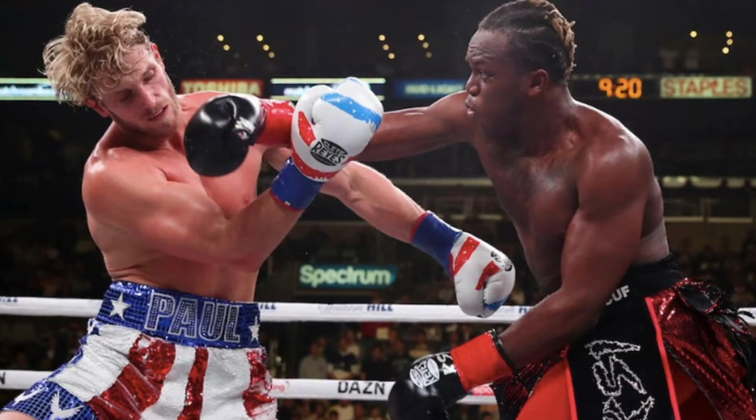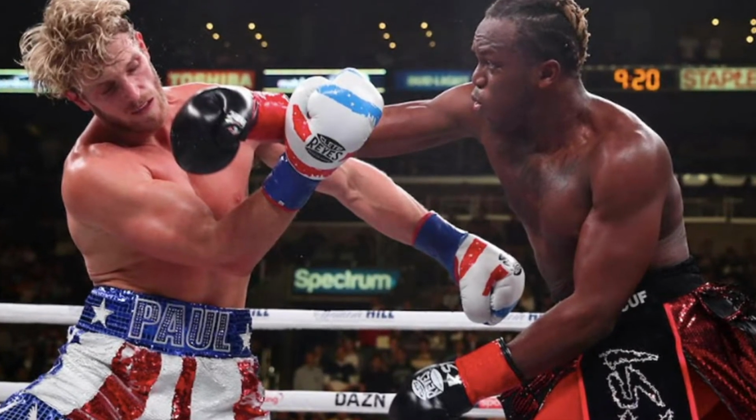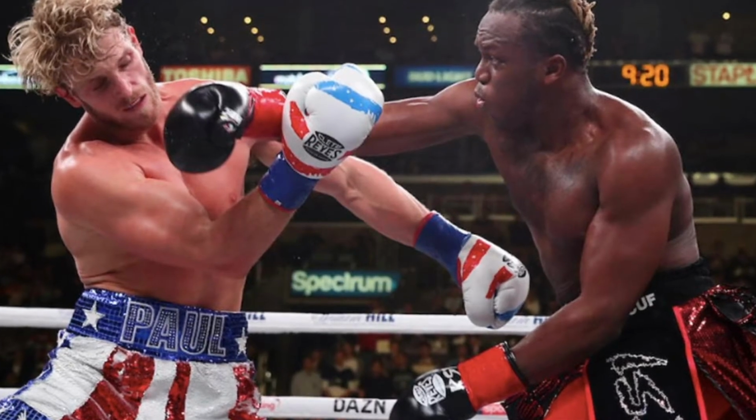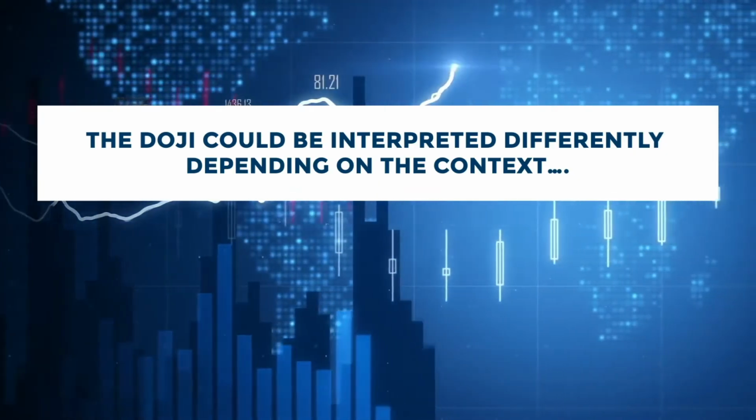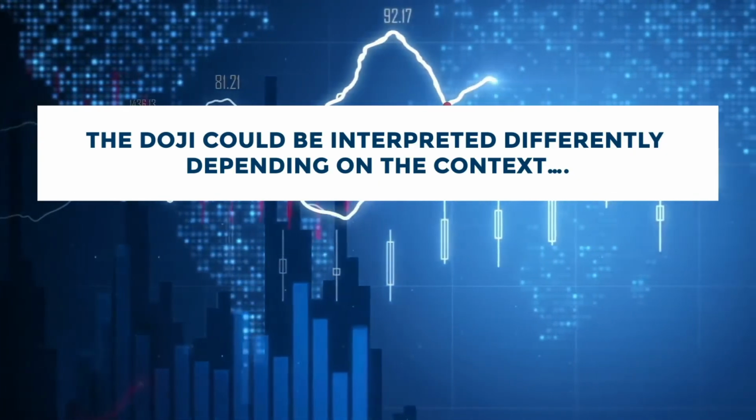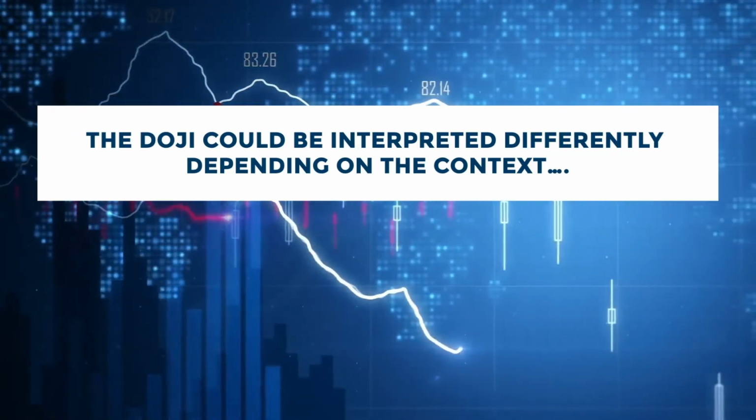Back to our boxing match example, it's like two boxers who refuse to quit and are still going at it without a clear winner. Now, because the doji could be interpreted differently depending on the context, it is important that you pay close attention, especially if you are new to trading.